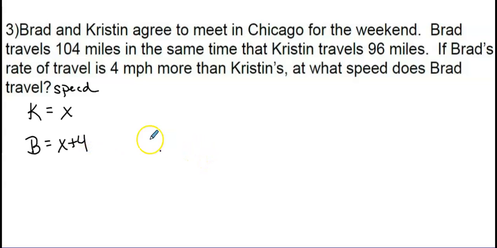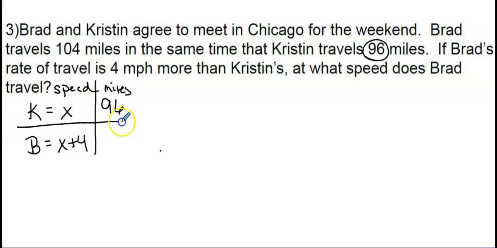What goes with Kristen's rate of speed? Kristen travels 96 miles. So the 96 goes with hers, and this is the number of miles. It's like a little chart that we're setting up here. And then Brad travels 104 miles. Honestly, it doesn't matter whether you put the X's on top or the numbers on top. I just always put the numbers on top, but your proportion will end up the same.